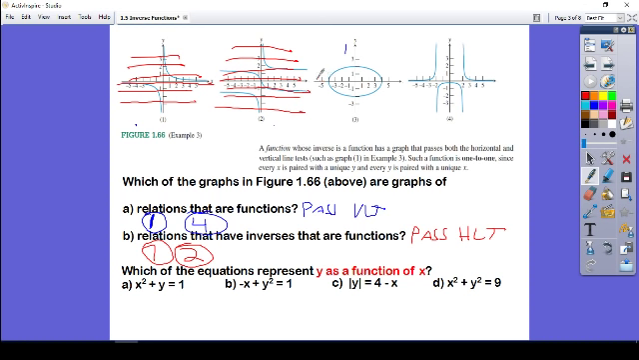Relation number 3 will fail the horizontal line test. Relation number 4 will also fail the line test. So we only have relations 1 and 2. So hopefully that helps you conceptualize your analysis.